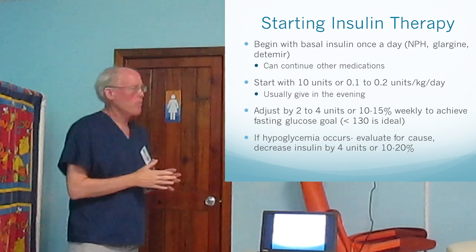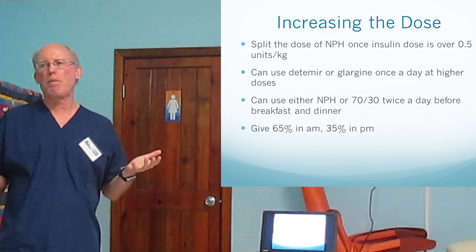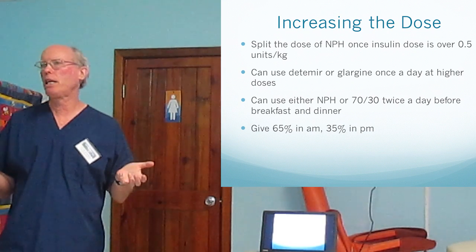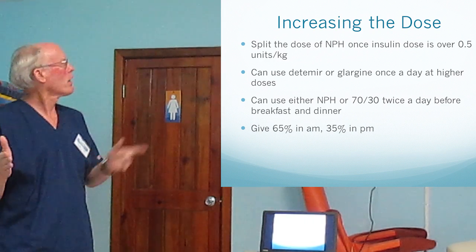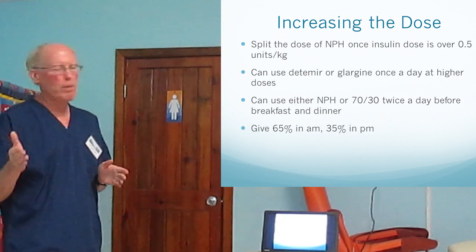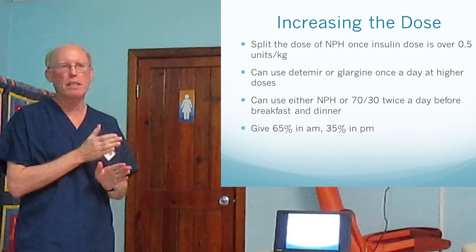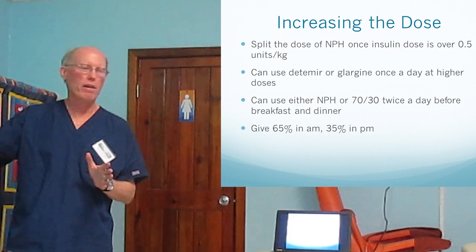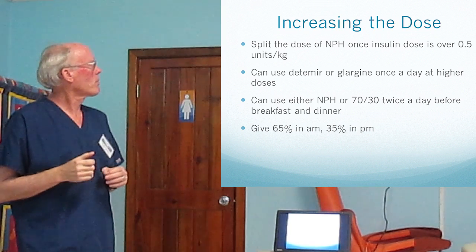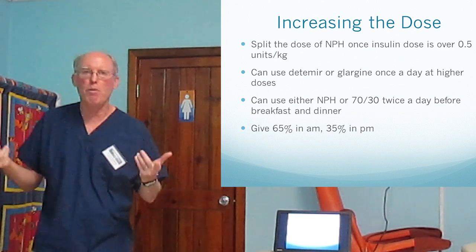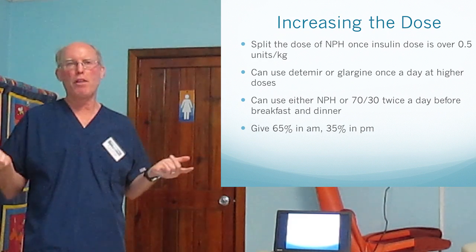Then if somebody gets up to over 0.5 units per kilogram, so again, if somebody weighed 150 pounds, 70 kilograms, if they were on more than 35 units a day, then we would normally split it if it's NPH and give 2/3 in the morning, about 65% in the morning, 1/3, 35% in the evening. And once it's split, it can either be just as NPH or as 70/30.